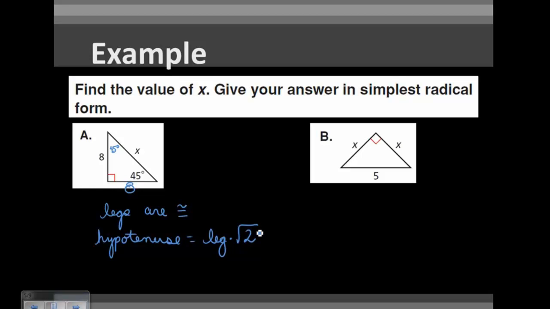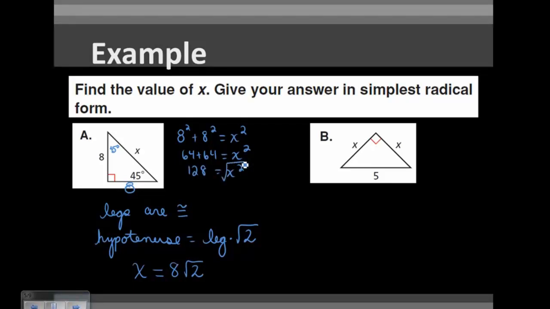So if the legs of this triangle are 8 and 8, then the hypotenuse x has to be 8 square roots of 2. Now you could also do the Pythagorean theorem here, and you could do 8 squared plus 8 squared equals x squared. This will be 64 plus 64 equals x squared. This will give us 128 equals x squared. Square root of both sides, and we get x equals the square root of 128. But then when you simplify the square root of 128, its largest perfect square is 64, and you will get 8 square roots of 2. So there you have it.